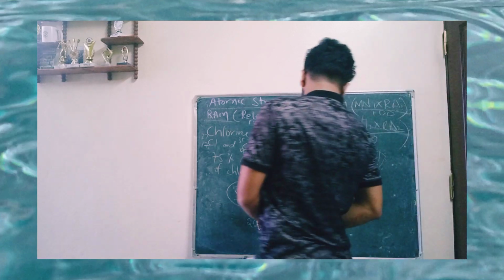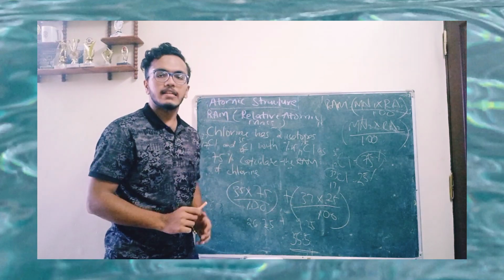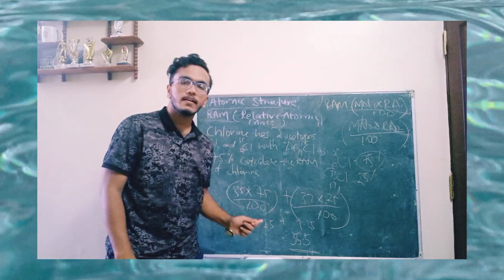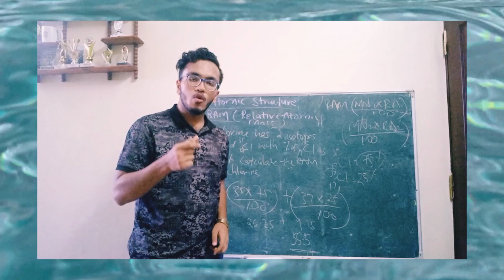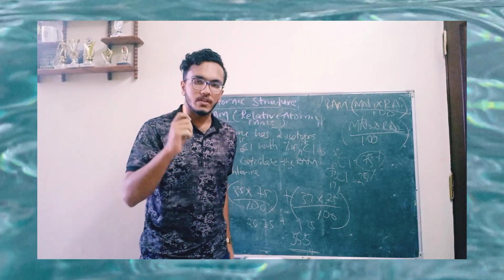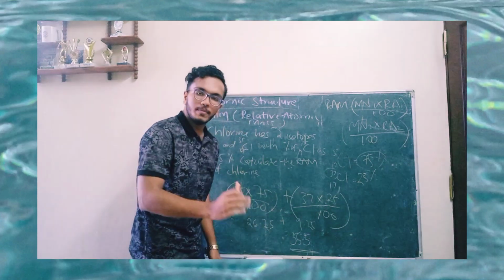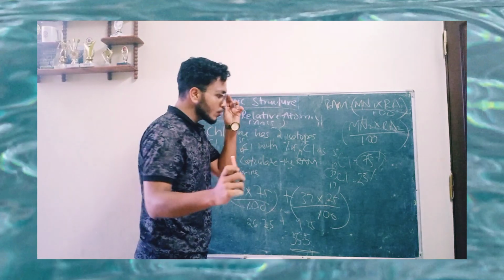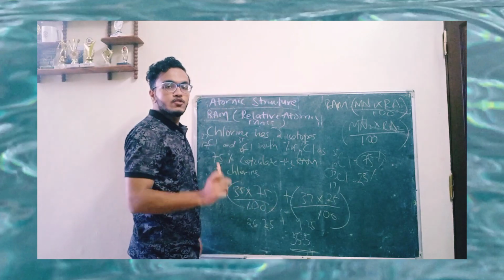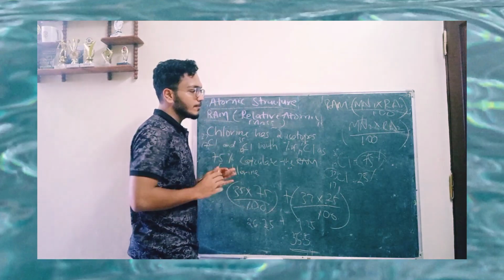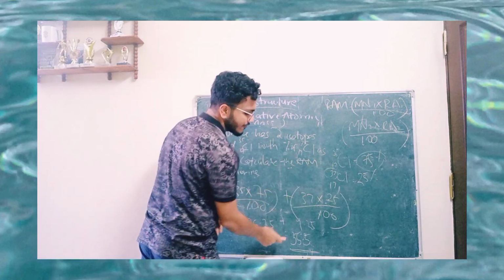And secondly, the confirmation that your answer is right is that the relative atomic mass is always closer to the mass number of the most abundant isotope. What do I mean by that? As you can see, the relative atomic mass is 35.5. It is closer to 35 than 37. So this gives you a confirmation that your answer is right because the most abundant is chlorine-35, which is 75%, and your answer is closer to 35, being 35.5.